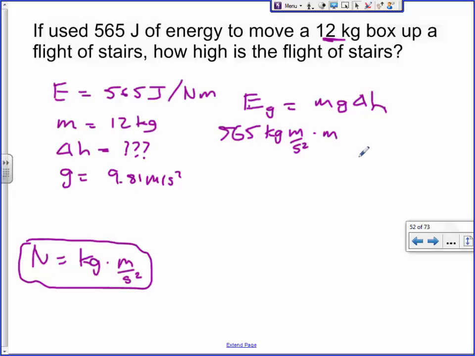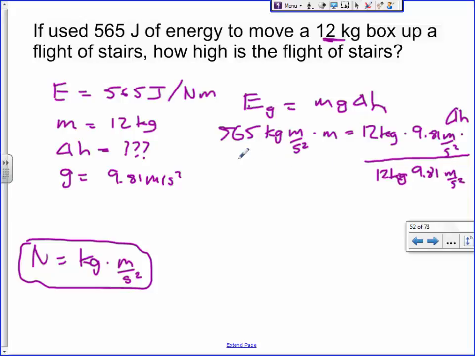Did I lose you on that one? Why would you just do it in meters? Because we'll see how this cancels in a second. The mass is 12 kilograms. Gravity is 9.81 meters per second squared, and I'm running out of room here, so imagine that's right next to it. That's your height. Okay, watch the units. If I divide by 12 kilograms and the 9.81 meters per second squared, maybe you can see why I chose to break that up into smaller units.